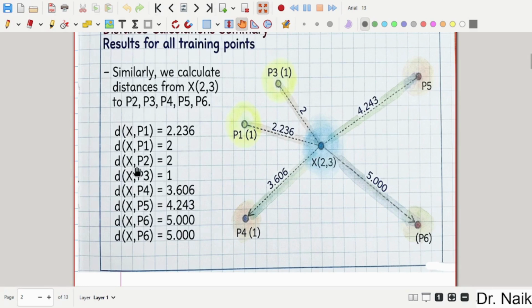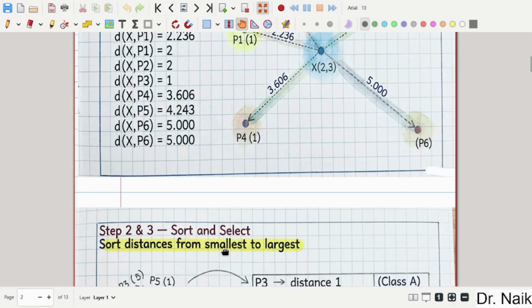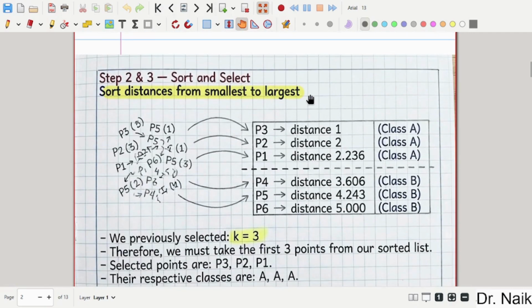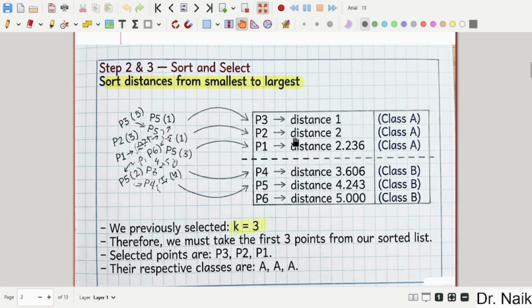Similarly, we calculate the distance between the test point and point 2. The distance between the test point and training point 2 is 2 and the distance between the test point and training point 3 is 1. The distance between the test point and training point 4 is 3.606. The distance between the test point and training point 5 is 4.243. The distance between the test point and training point 6 is 5.000. Now we will sort these distances from the smallest to the largest. That means we will arrange the distances in ascending order. So the smallest distance comes first, which is the distance between the test point and point 3, which is 1.